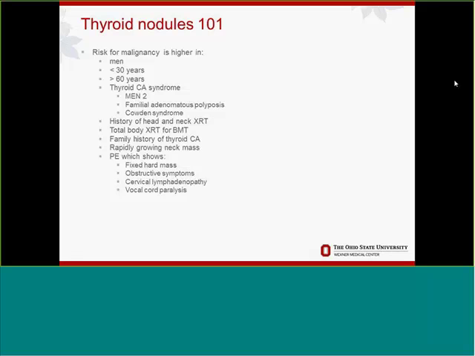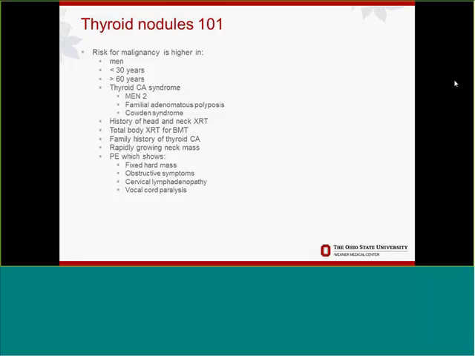If you have a family history, obviously your risk for thyroid cancer is higher. And then if on physical exam you find a hard or a fixed lesion, certainly if you're having any local lymphadenopathy or obstructive symptoms, any vocal cord paralysis, and in particular if the patient notes that the lesion has been growing, then that's concerning for malignancy for sure.